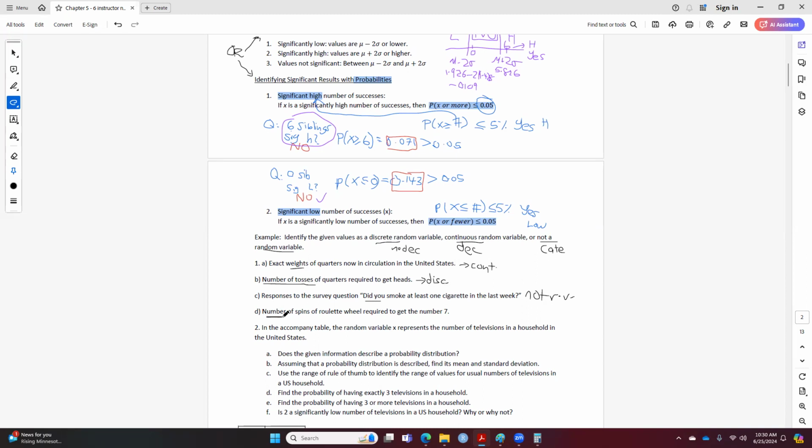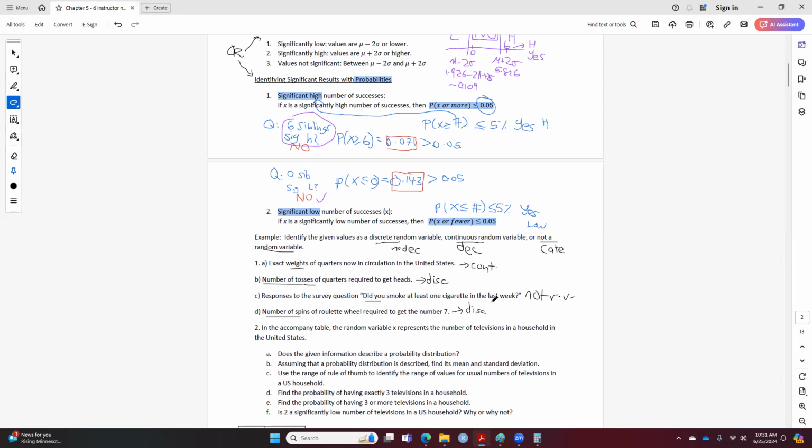And number 1D, number of spins of a roulette wheel required to get number 7. A roulette wheel is actually a big wheel. If you go to the casinos, they put the little marble or ball in there and it drops. Because the number of spins is quantitative and not decimals, this is a discrete type.